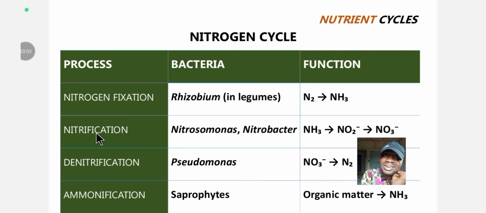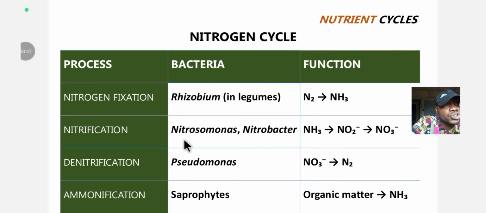Then the second stage of the nitrogen cycle is nitrification. That's converting the ammonia formed during nitrogen fixation to what? Nitrates. So ammonia is converted to nitrates. What bacteria is responsible for the conversion of ammonia to nitrates during the nitrogen cycle? It is Nitrosomonas or Nitrobacter, the two of them.